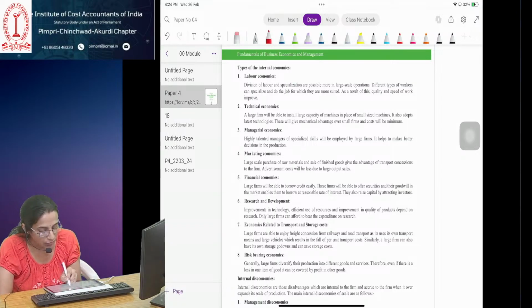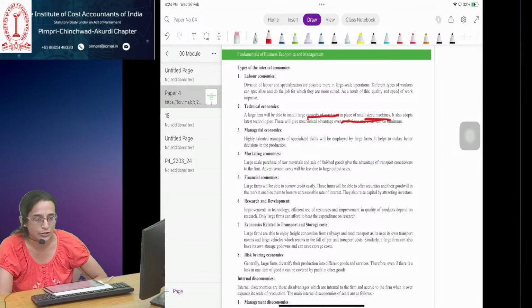A large firm will be able to install large capacity of machines in place of small size machines. It also adopts latest technologies. This will give mechanical advantage over small firms and reduce the cost.